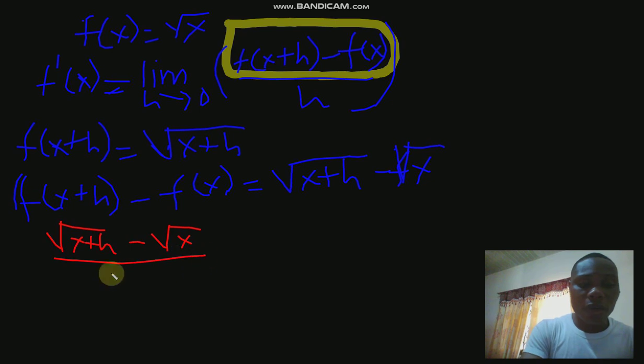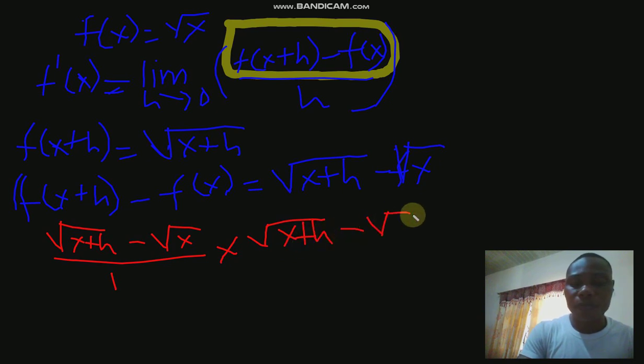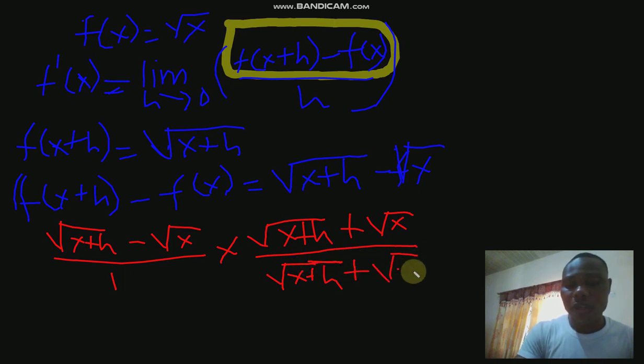This we know is over 1, right? So we can multiply the whole function by 1, which does not change the equation, so that we can simplify our work. That's the trick. Here we multiply by root of x plus h plus root of x over root of x plus h plus root of x, which does not change the equation.